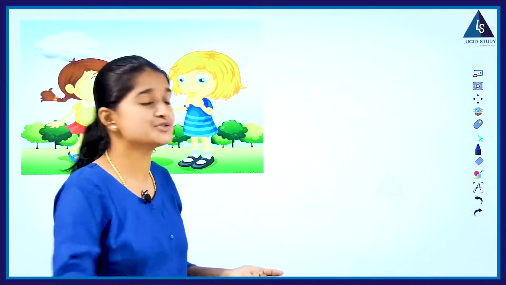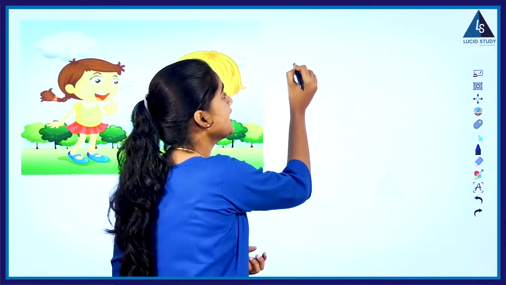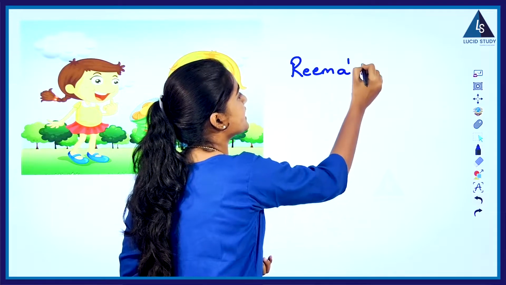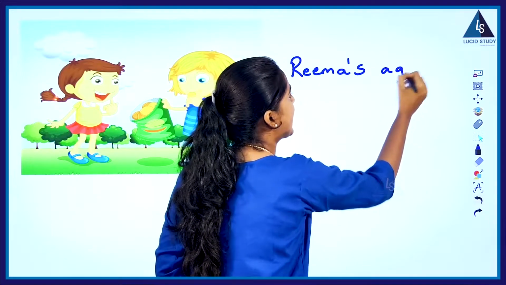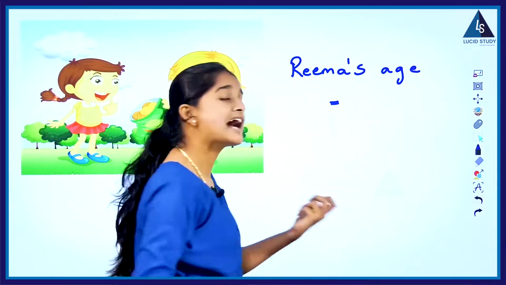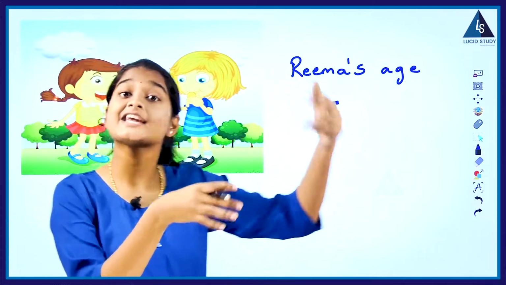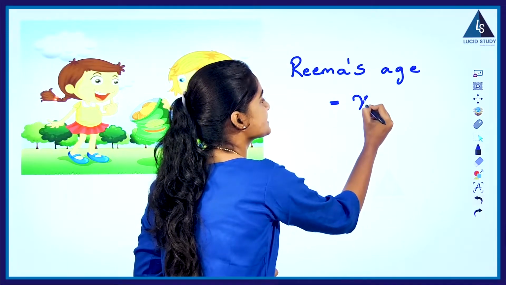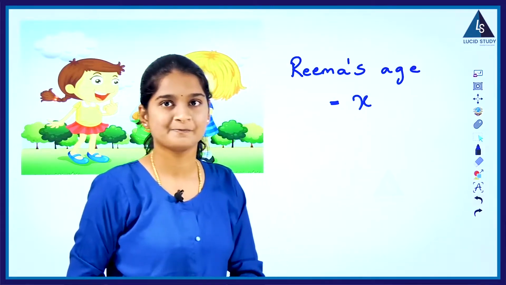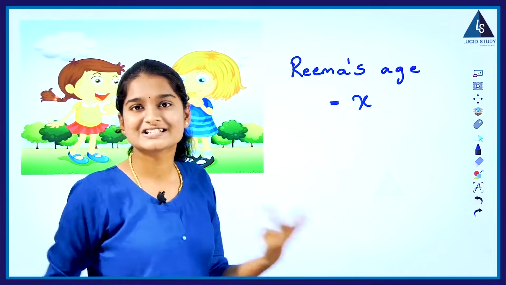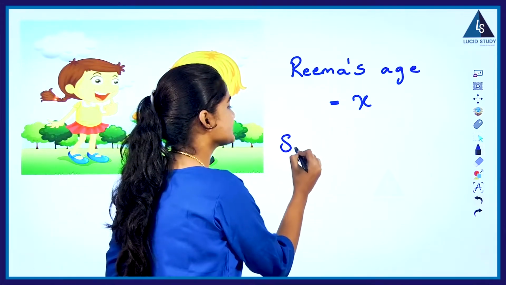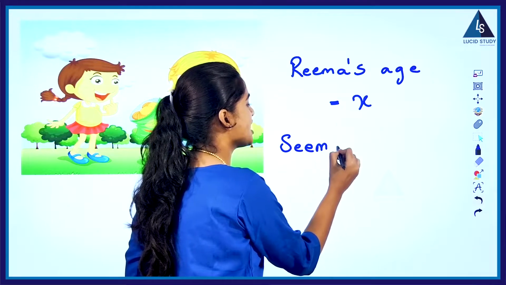Now what I am going to do is, I will consider Reema's age as a variable. Which alphabet? You can use any alphabet from A to Z. I will use X. I'll use Reema's age as X. Now I have Reema's age, so easily I can find out Seema's age also. So what is Seema's age now?